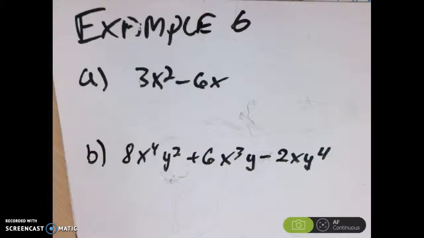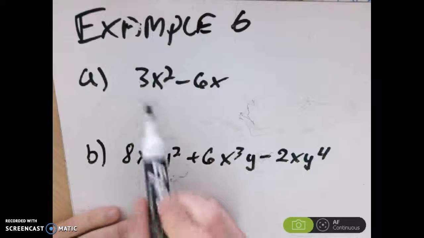Okay, example 6 is something that we haven't done for a while. It's factoring out a common term. What we're going to look for when we're factoring out a common term is something that's the same in both, and try to make our expression easier to use.